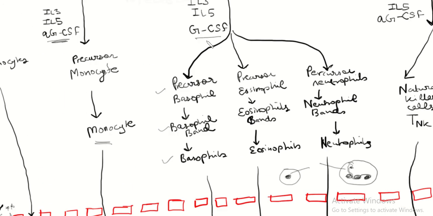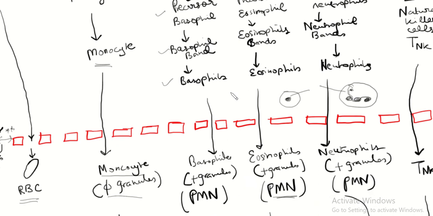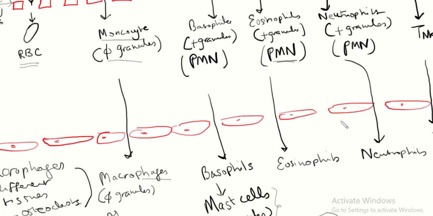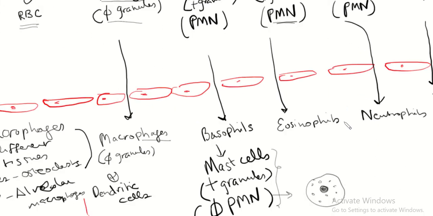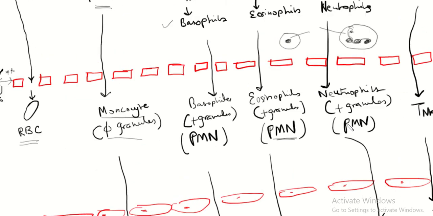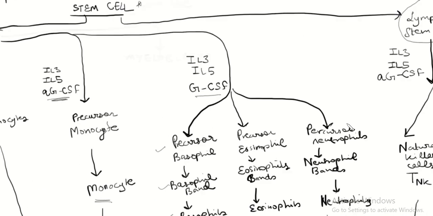When you give granulocyte colony stimulating factors, you have basophils, eosinophils, and neutrophils. All of them have granules. They also have nuclei that are lobulated and have different shapes, so they're PMNs. And basophils become mast cells. They do have granules, but by then they've matured and their nuclei have a more definite shape. Okay.